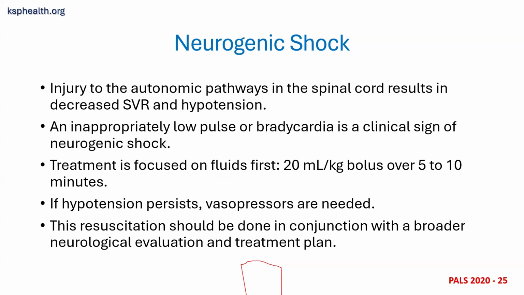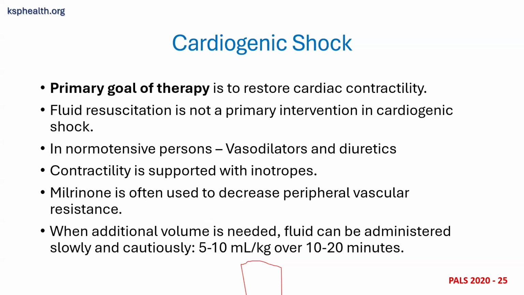Neurogenic shock: injury to the autonomic pathways in the spinal cord results in a decrease in systemic vascular resistance and hypotension. And a very important hallmark, an inappropriately low pulse and bradycardia, is a clinical sign of neurogenic shock. Treatment: fluid bolus, 20 per kilo over 5 to 10 minutes. If hypotension persists, use pressors, which can be norepinephrine and epinephrine. This resuscitation should be done in conjunction with a broader neurological evaluation and treatment plan.